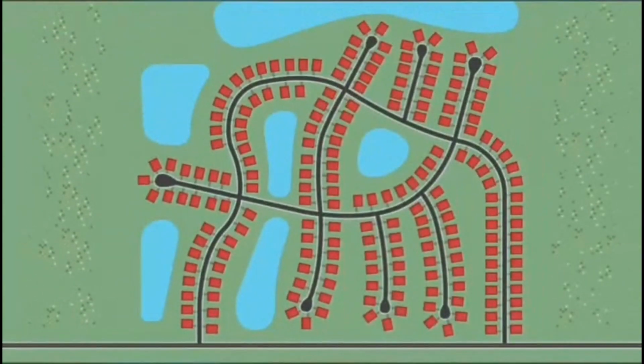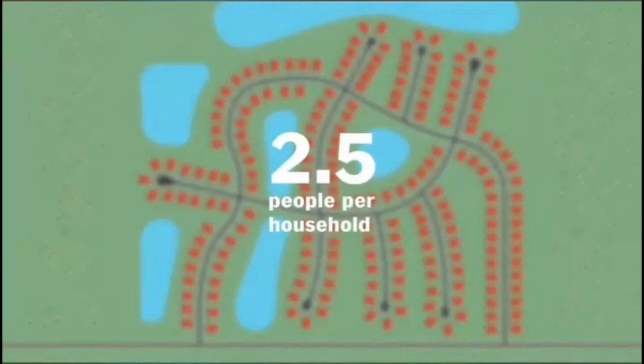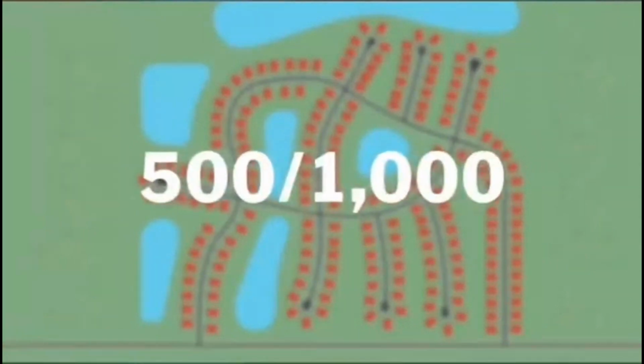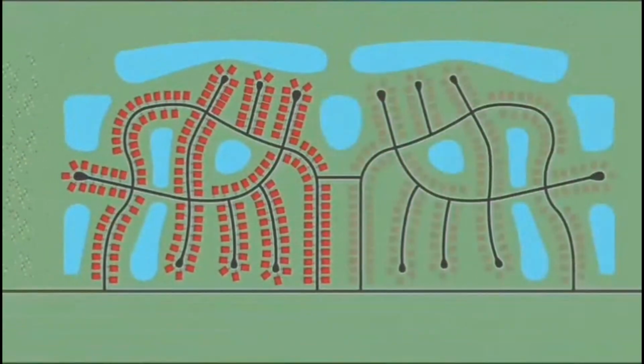If we consider the average household size of 2.5 people in the US, this means we only have enough housing for 500 of the 1,000 people. So we have to buy more land, build more roads and utilities, and build more houses.